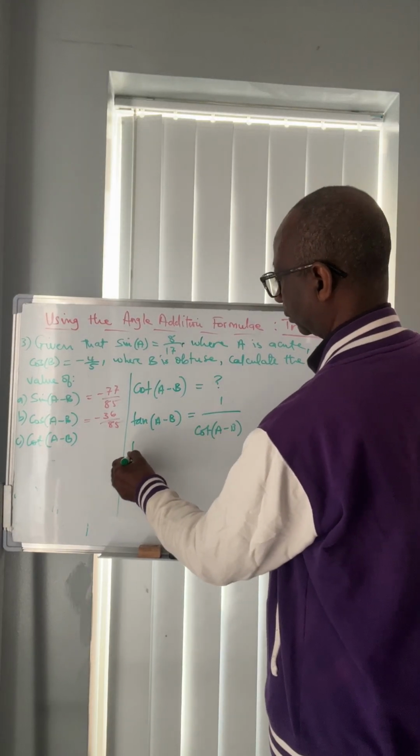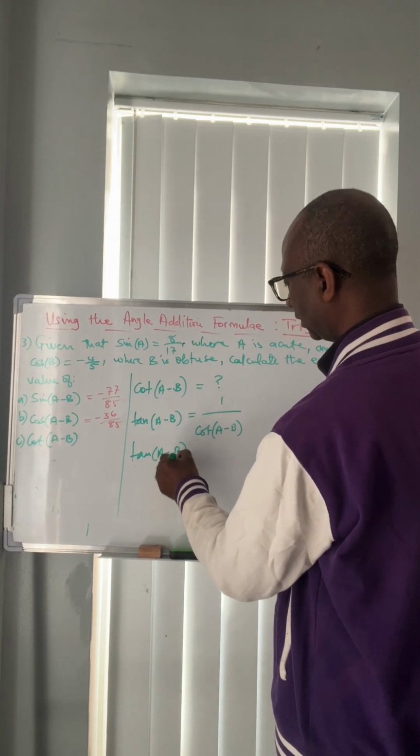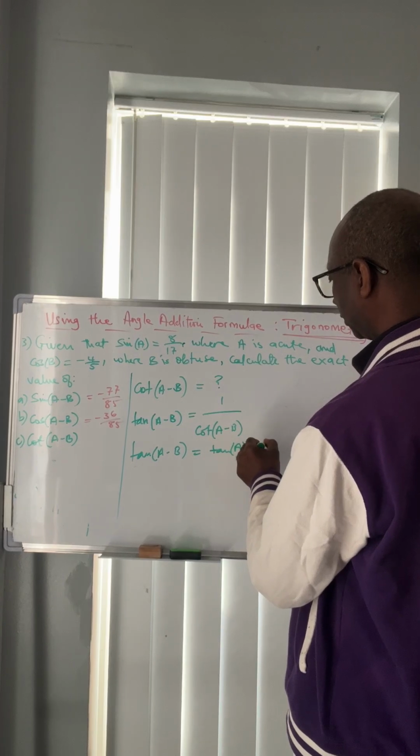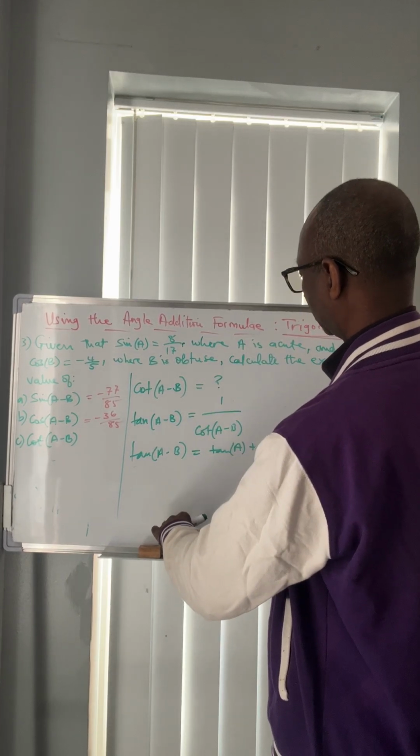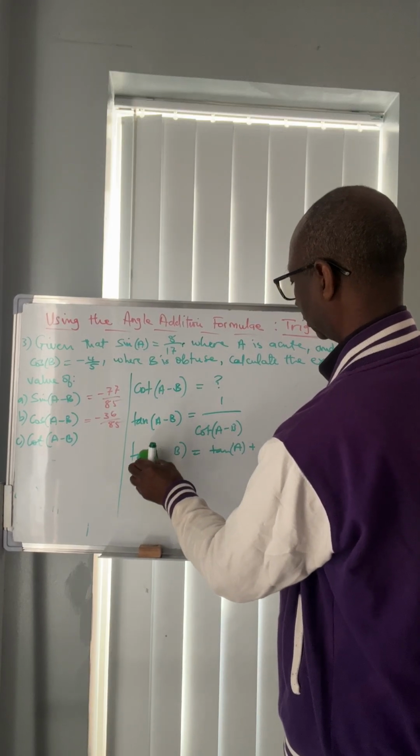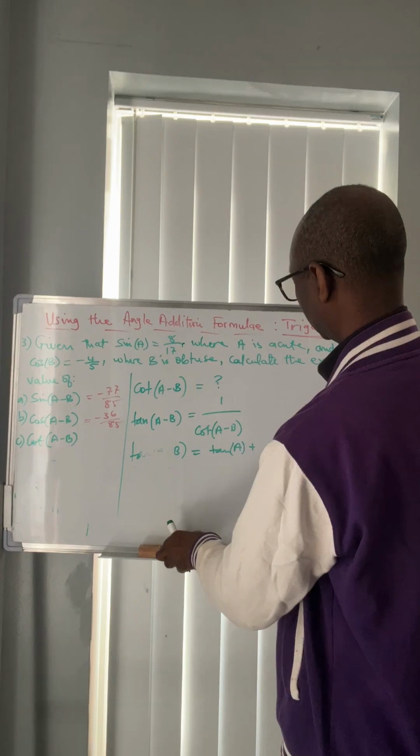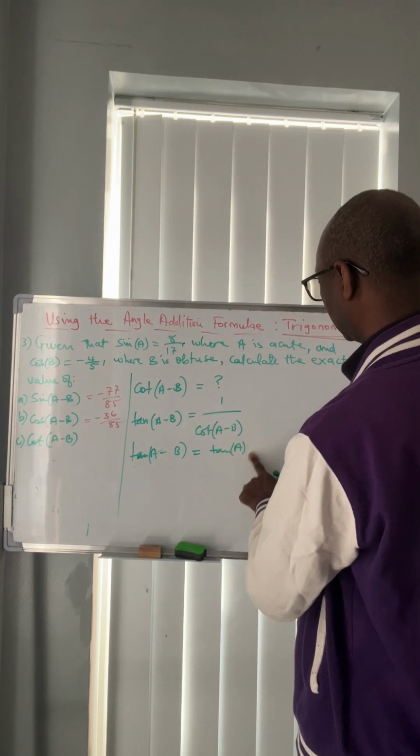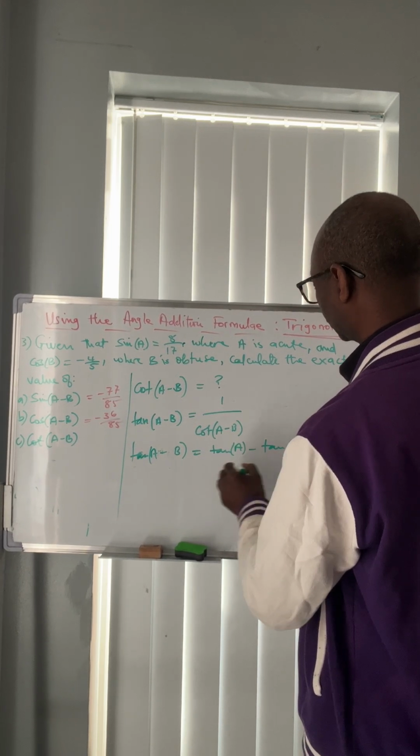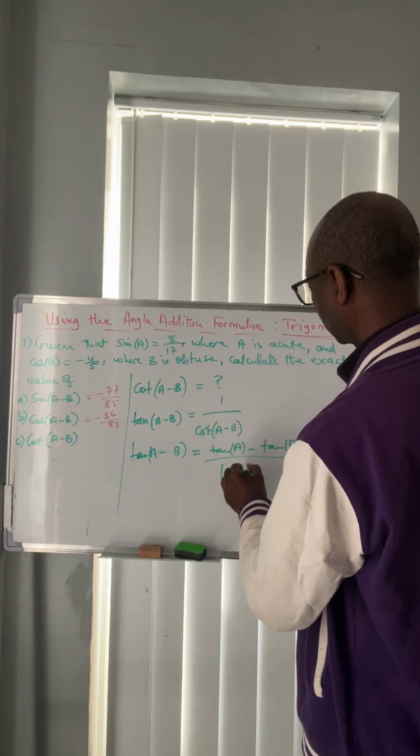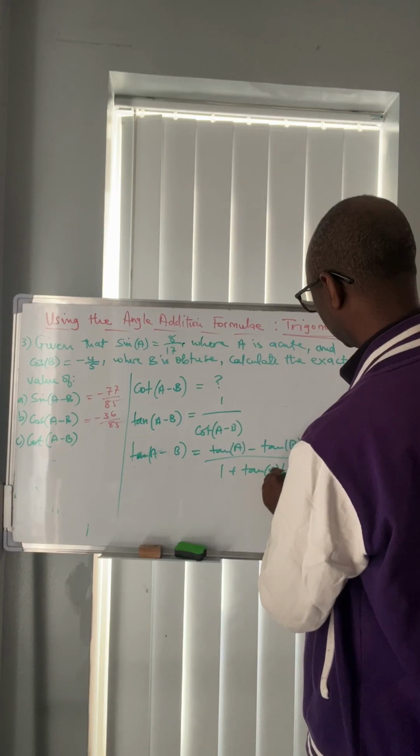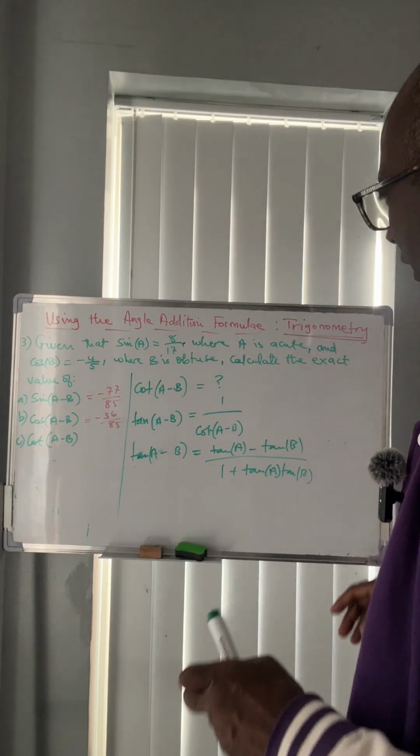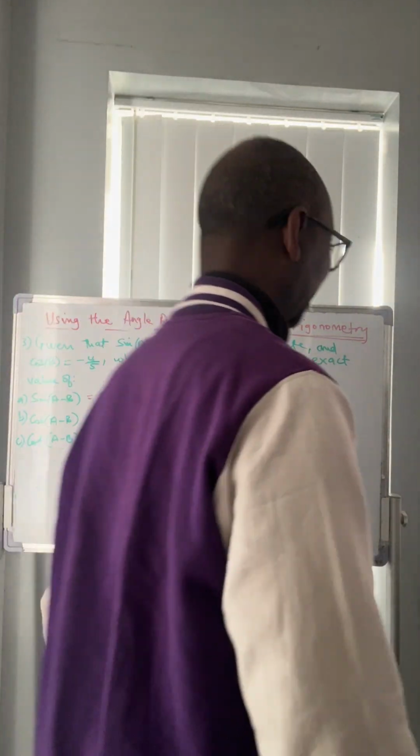And you know what the tangent is? Tan of A minus B is tan A minus tan B, all over 1 plus tan A tan B. This is another way of approaching this problem. But what we have here is not advisable.